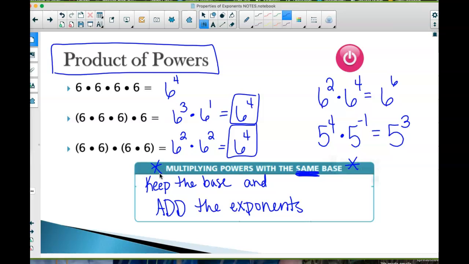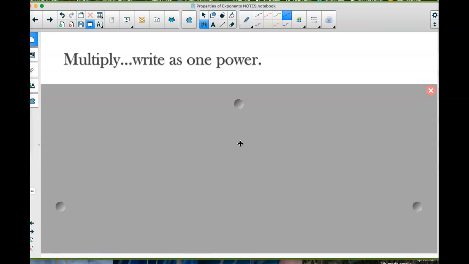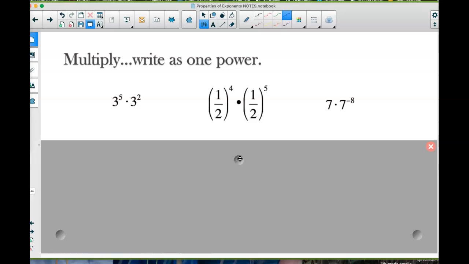So let's try a few more examples. Let's start here. Can you guys do me a favor and just be willing to unmute yourself if you know the answer? That's easier than typing it in the chat. 3 to the 5th power times 3 to the 2nd power. I don't want you to evaluate it. I just want you to come up with the answer as 1 power. 3 to the 7th power.